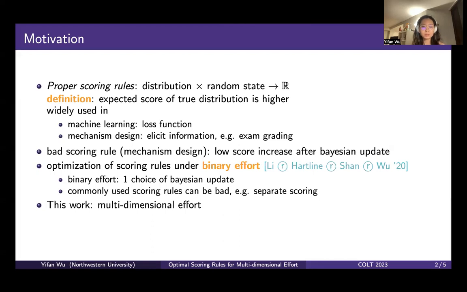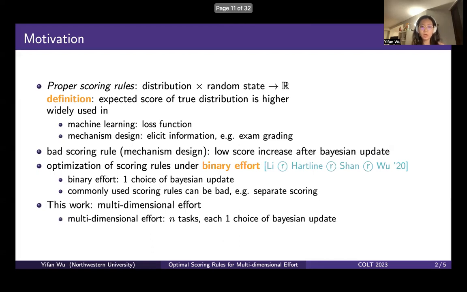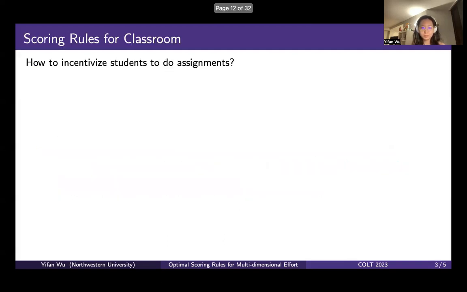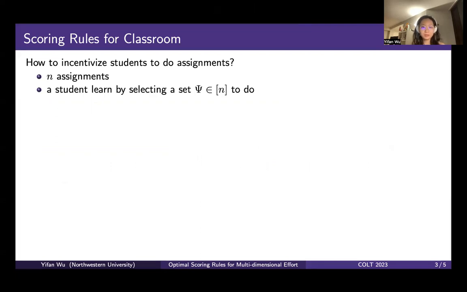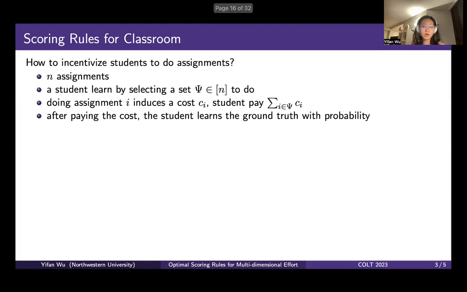And in this work, we consider the multidimensional effort model, where there are n tasks, and the agent can separately select to Bayesian update on each of them. Let's think about how to incentivize students to do assignments. Suppose there are n assignments, and the student learns by selecting a subset of the n assignments to do. Doing each assignment induces a cost c_i, and the student pays the total cost. Only after paying the cost, the student learns the ground truth with some probability.